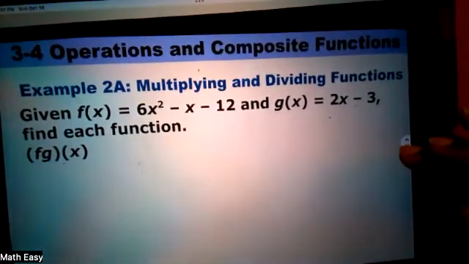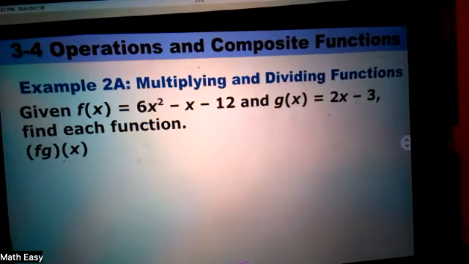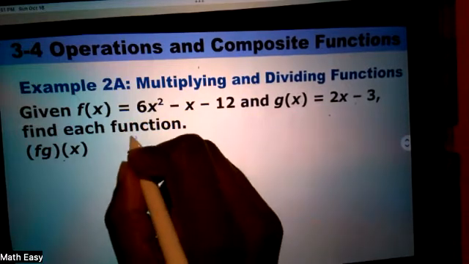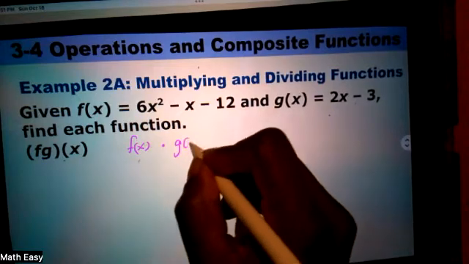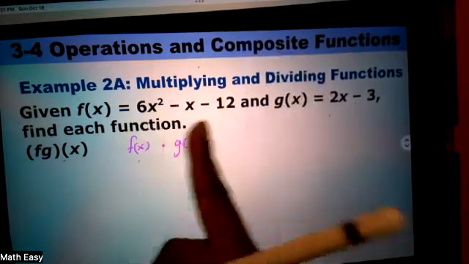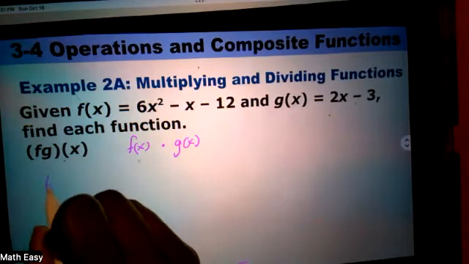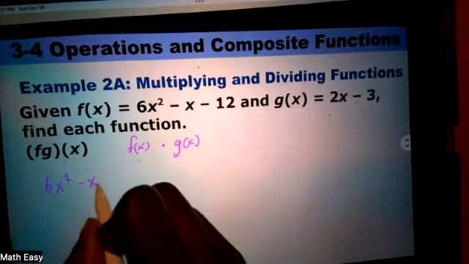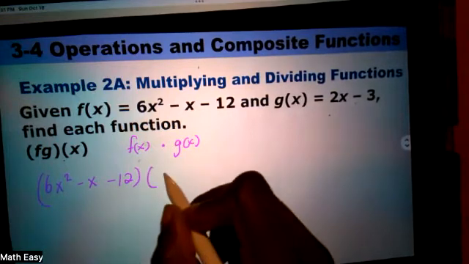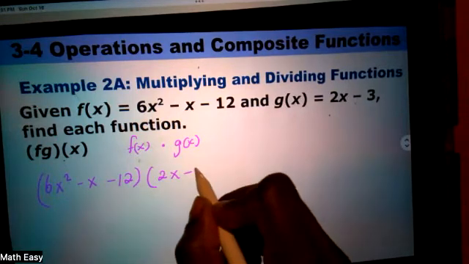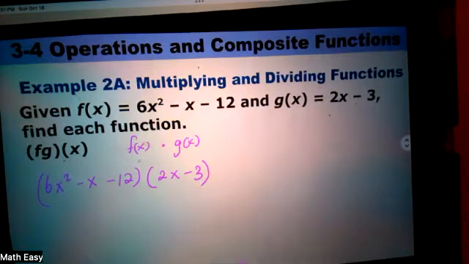Now we'll come to multiplying and dividing. How will we go about doing that? Well, as we see, f of x is multiplied by g of x. So we have f of x, which is 6x squared minus x minus 12. And I'm going to use parentheses here to show the multiplication, multiplied by 2x minus 3.